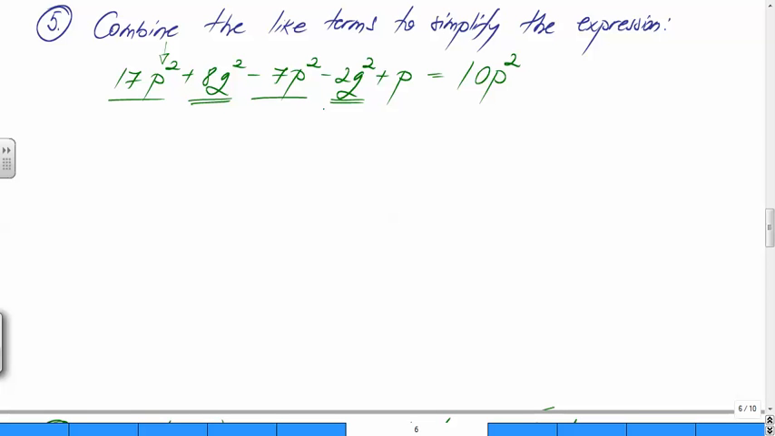I have negative 2q squared here, right? Let's simplify that. Let's combine it because there is no other q squared in here. 8q squared minus 2q squared equals 6q squared, right? And the only term left in here will be p plus p. You always take the sign that's in front, all right? And this is the answer to your problem.